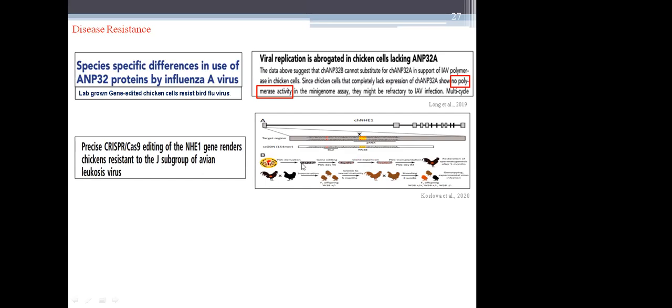And then in the same way, there is another example, that chickens were developed which showed resistance against avian leukosis viruses. Avian leukosis virus caused huge economic losses in the poultry, but the NHE1 gene is actually a gene of a receptor. This receptor is present on the cells, and on these receptors leukosis virus binds. But any change in one amino acid of the protein of NHE1 gene can stop this virus from binding with the host cell receptor. And in this way, chickens resist this virus.